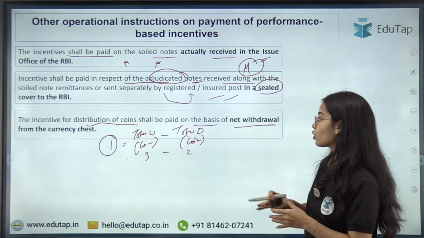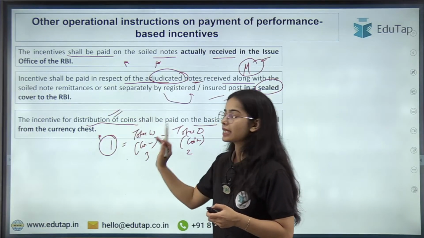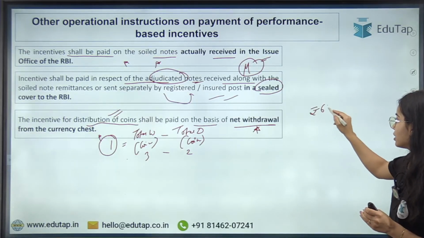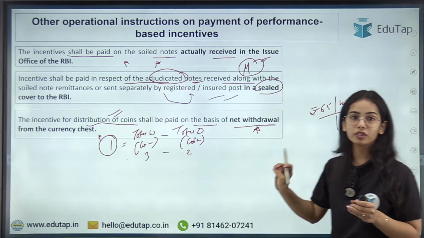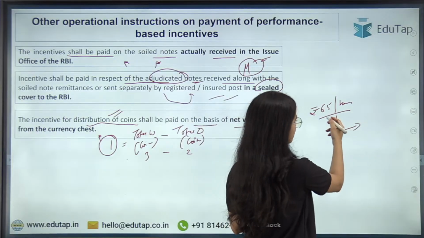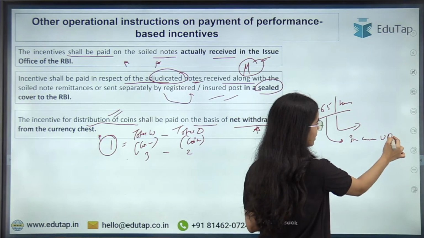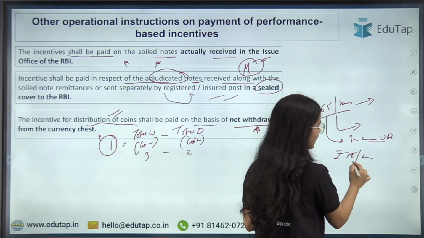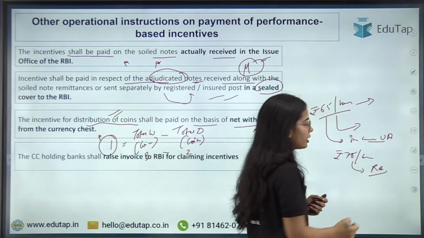So on net withdrawal of coins, the incentive will be given, and incentive is rupees 65 per bag in case of distribution of coins in urban areas, rupees 75 per bag in case of the distribution of coins in the rural areas. Okay, so this is the idea.